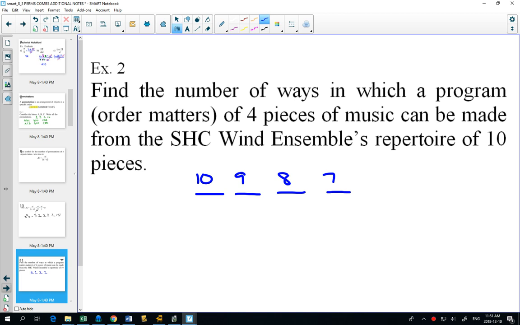Chances are they're not going to play the same song 4 times in a row. This is the same as 10P4. Order matters because if one of them is O Canada, it's very atypical to play that one third.